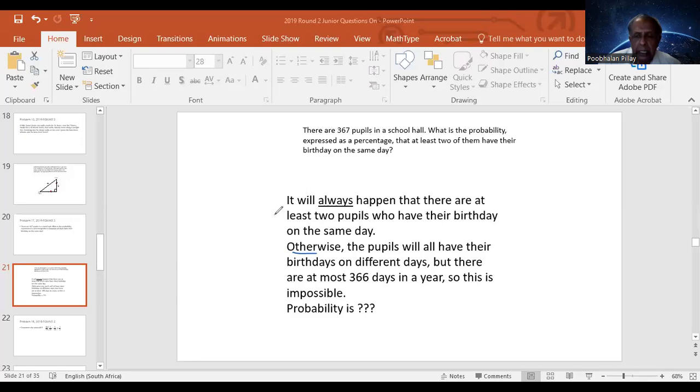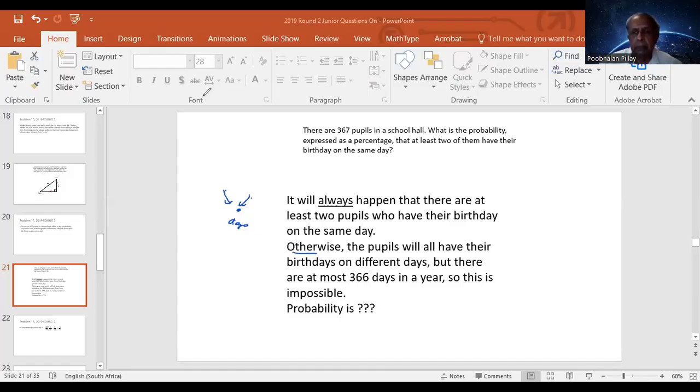What do you mean by that? One day, a certain day has got two pupils, one of the days. And that means that these two pupils have the same birthday because we are counting birthdays. Right? So the conclusion always happens.